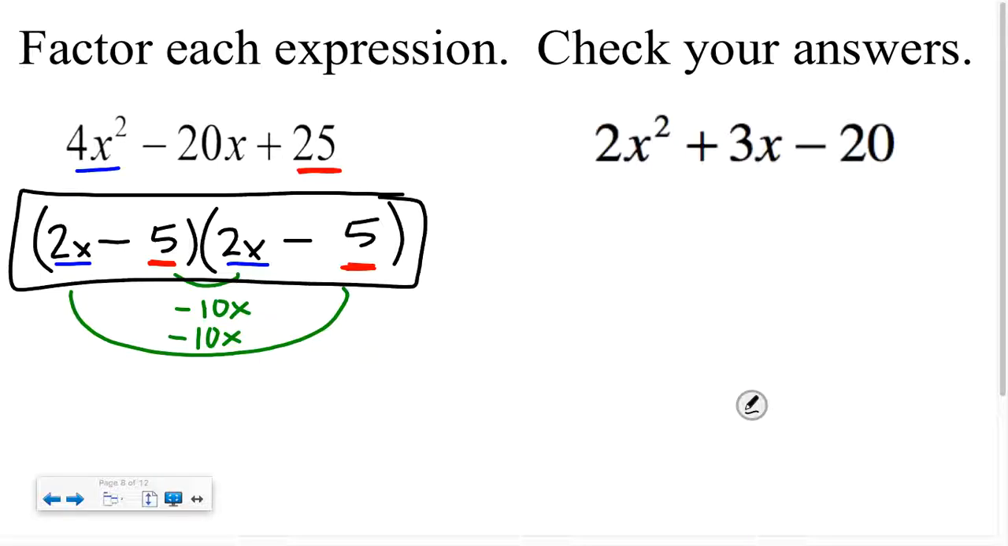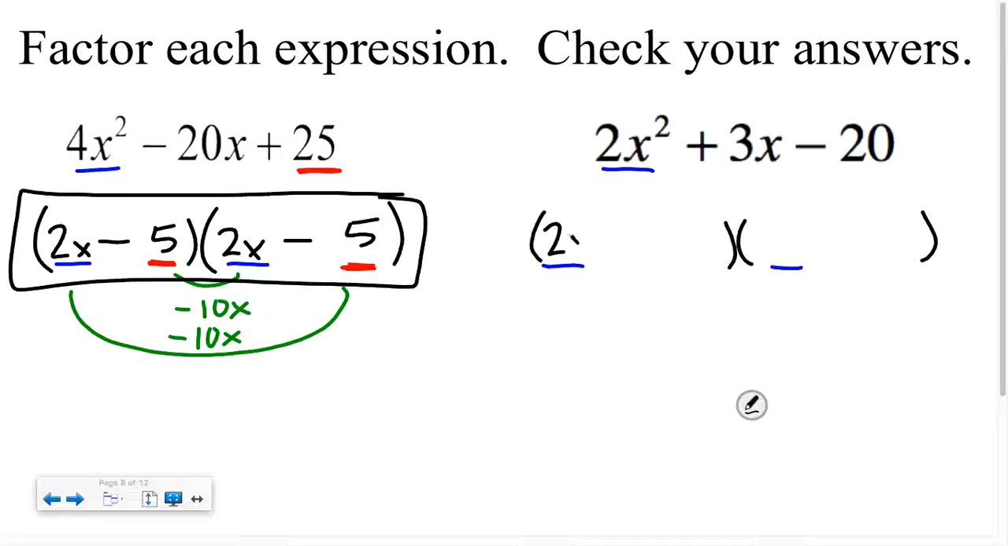Next one over, 2x squared plus 3x minus 20. GCF, do I have one? Alright. My signs, will they be the same or different? Good, they'll be different because the third term there is negative. When they're different, I don't tend to put them in, because sometimes they switch around, so I just usually leave them out when they're going to be different, but it's totally up to you. My first two terms have to multiply to give me 2x squared.